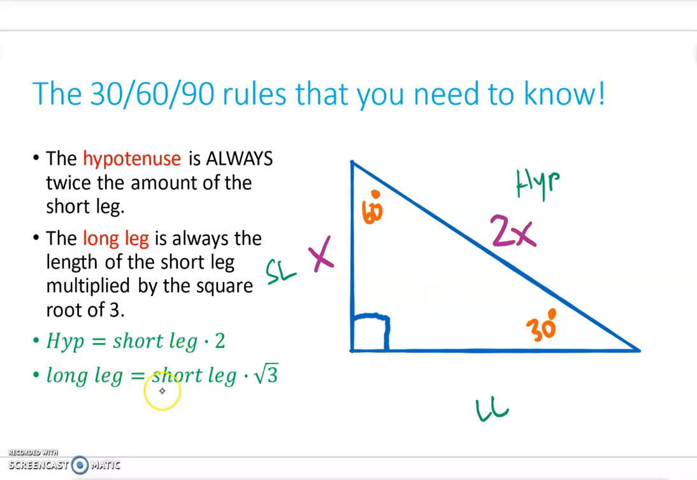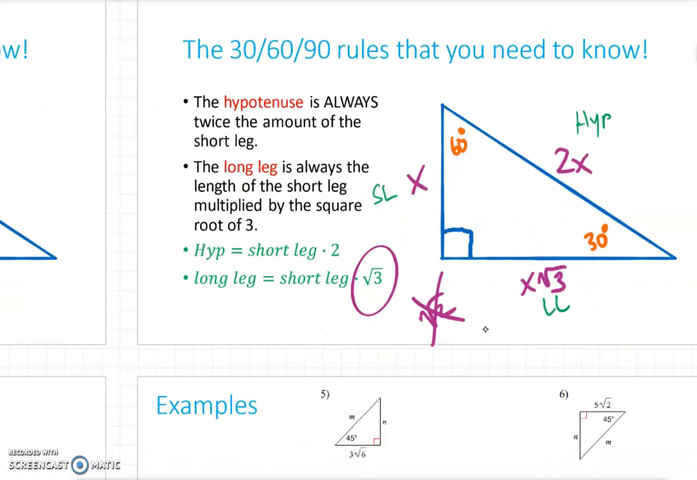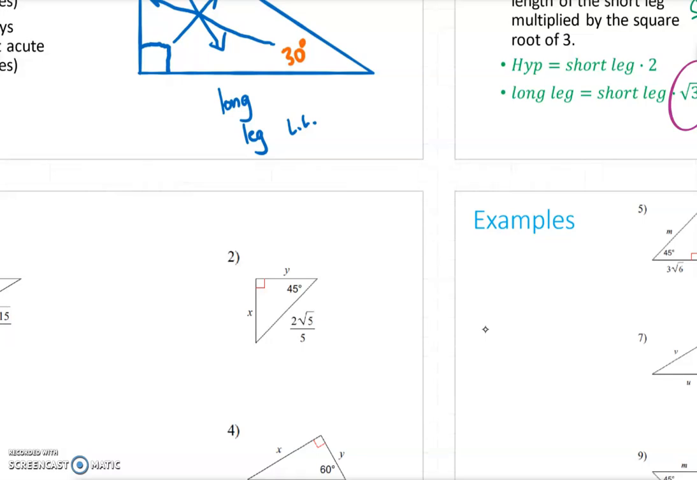The long leg is the short leg times the square root of 3. Don't get that mixed up with the square root of 2. It's not the square root of 2. That's the 45, 45, 90 rule. So don't get mixed up with that. The long leg is always equal to the short leg, whatever the short leg is, times the square root of 3. So in this case, our short leg is x. So our long leg would be x times the square root of 3. So we just say x rad 3. And that's it. Those are the rules that you need to remember for your two special right triangles. So now it's just about practicing and remembering.